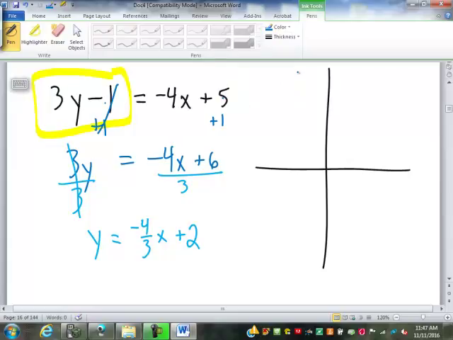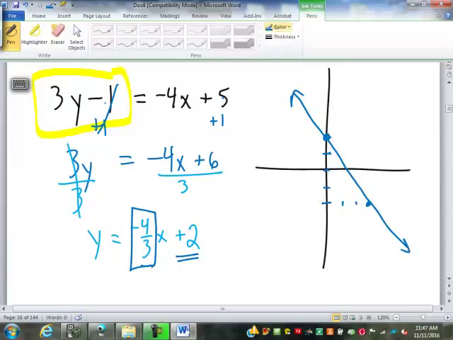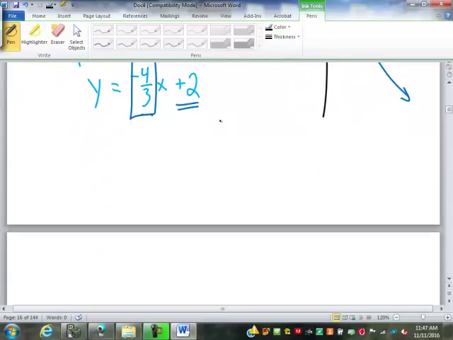So I'm going to start at 2. That's the number that's added or subtracted. And from there, I have a negative 4/3 slope, so that means I go down 4 over 3. Any questions? Okay.